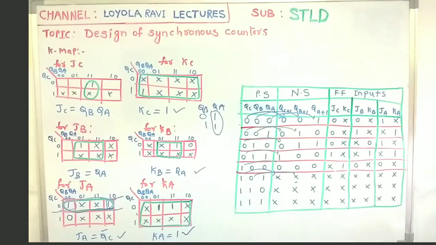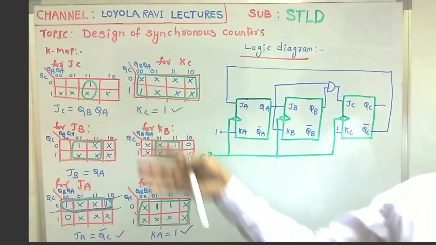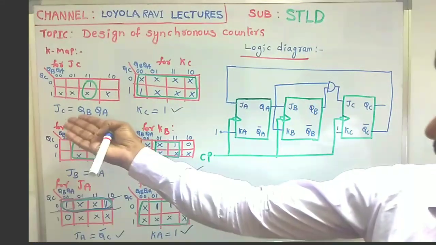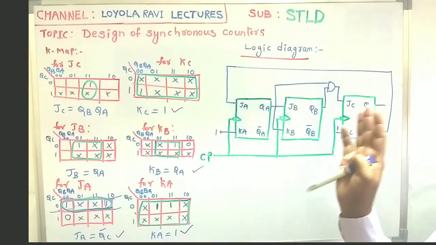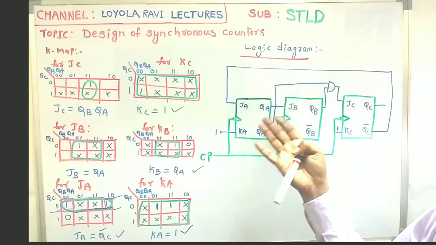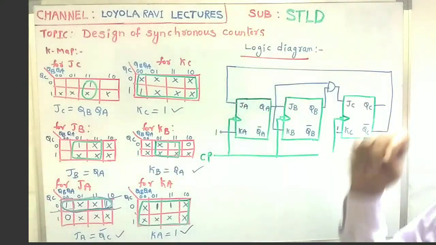That is the last step in the counter design: the logic diagram by using this K-map output expressions. From K-map we derived all those expressions for JC, KC, JB, KB and JA, KA. Then go for the logic diagram. If you have any doubts regarding this, once again you have to practice this, then go for the logic diagram.